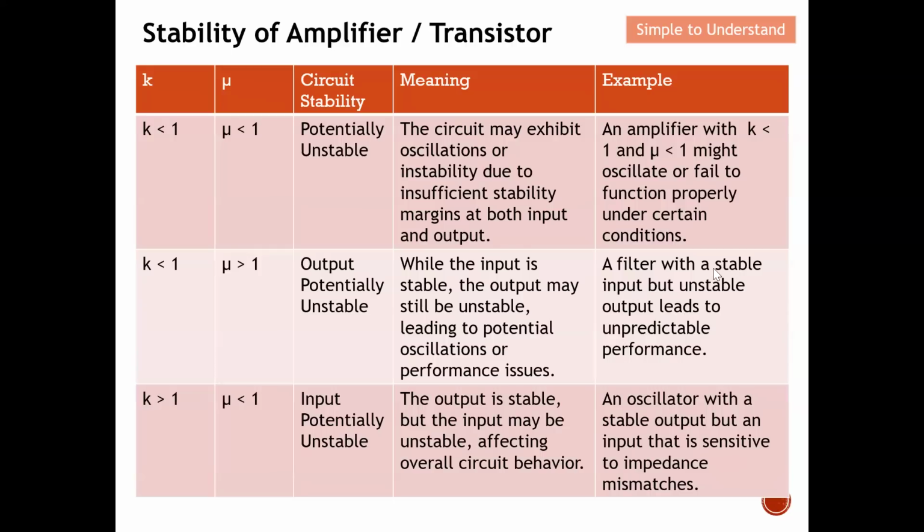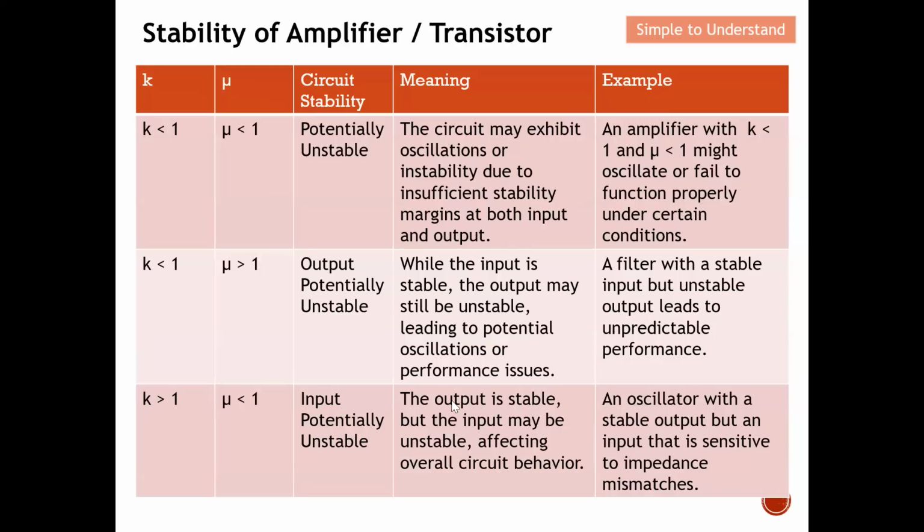However, at the output, they will be unstable. So with this kind of situation, you may have some unpredictable performance. Let's take a look at another case, when K is more than 1, which is actually so-called acceptable now. However, this mu factor is less than 1. So this is what we call the input potentially unstable, which means there is a high chance it will not be stable, while the output is actually stable.